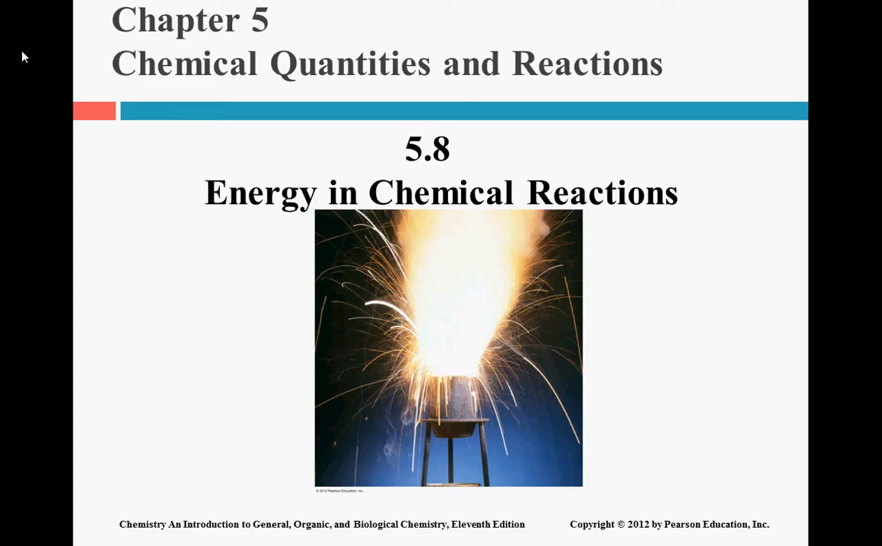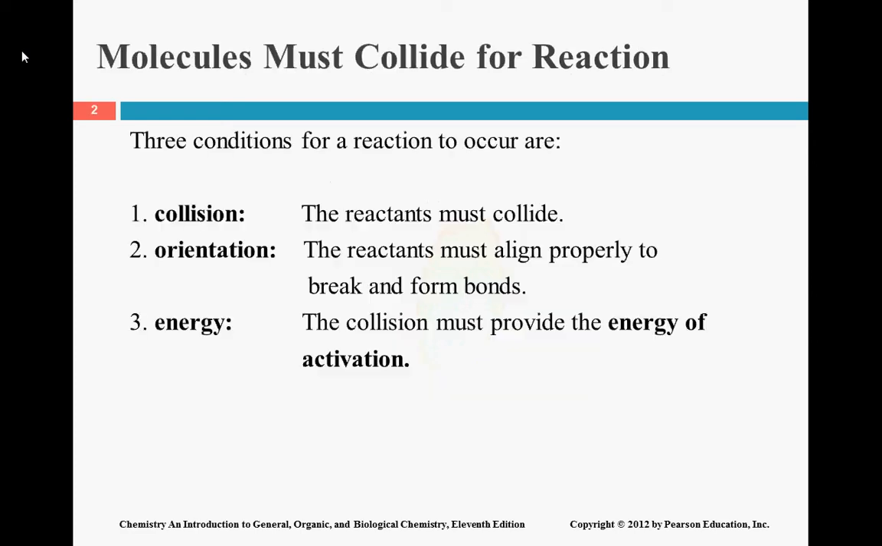Okay, this is the last section of Chapter 8. It's called Energy and Chemical Reactions. What we're going to talk about in this one is what it takes for a reaction to actually occur successfully, as well as the energy that's absorbed or given off in the process. So for a reaction to occur successfully, three things actually have to happen simultaneously.